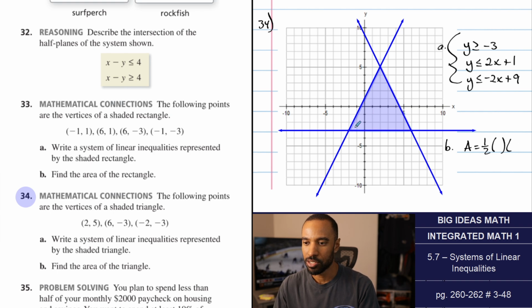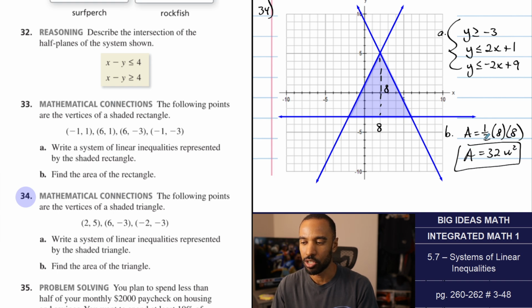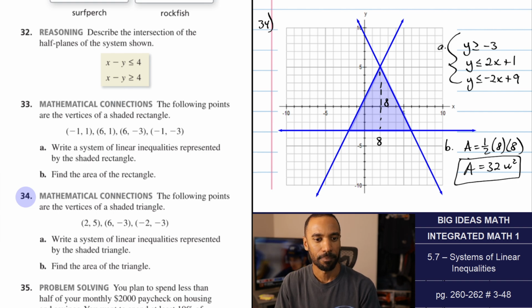So our base goes from -2 to 6. That's a length of 8. Our height goes from -3 to 5. That's also a height of 8. So 1/2 of 8 times 8 will be half of 64, which is 32. So 32 square units is the area of this triangle. Again, nothing to do with inequalities, per se, but part A was, and that's enough.